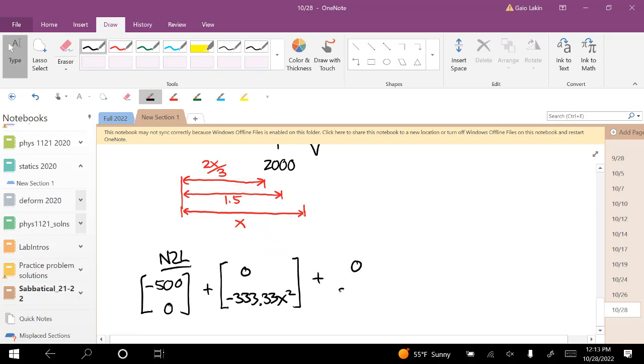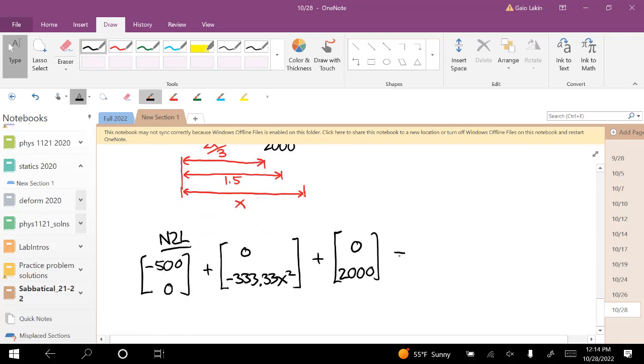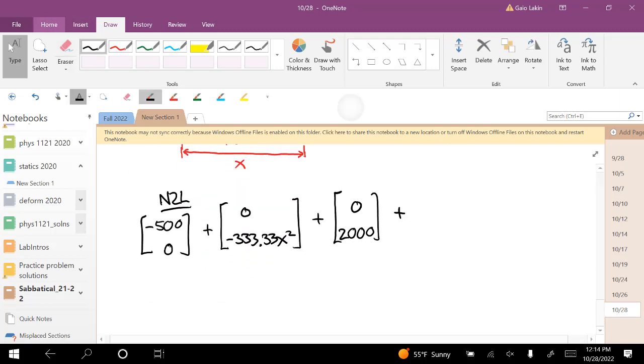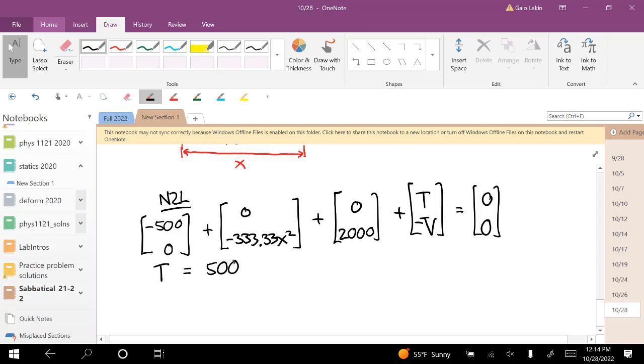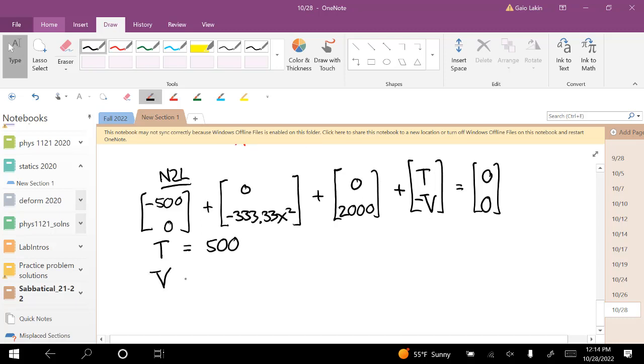Then 0, positive 2,000. Plus, wait, what am I doing? I went crazy all of a sudden. This is Newton's second law. So 2t minus v is equal to 0. Okay, so t is equal to 500 over this whole range. V is equal to negative 333.3 repeating x squared plus 2,000.